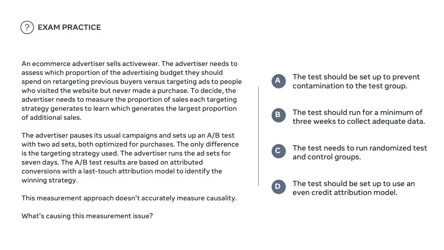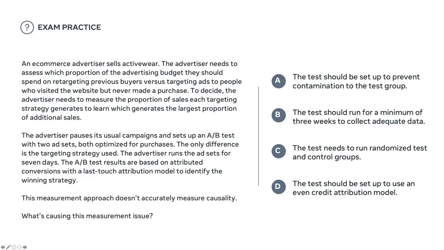They need to measure the proportion of sales each targeting strategy generates to learn which generates the largest proportion of additional sales. They pause their usual campaigns and set up an A/B test with two ad sets, both optimized for purchases. The only difference is the targeting strategy. The team runs ad sets for 7 days, and the A/B test results are based on attributed conversions with a last touch attribution model to identify the winning strategy. This measurement approach doesn't accurately measure causality. What's causing this measurement issue?